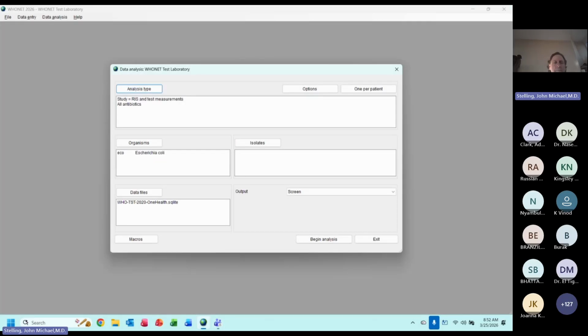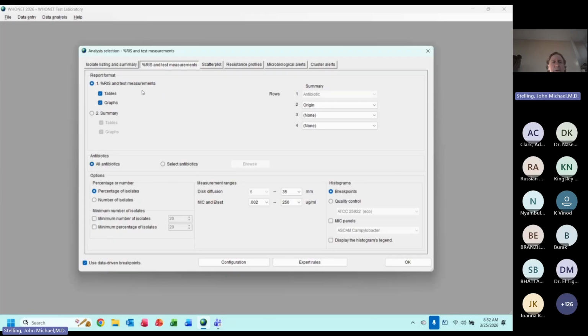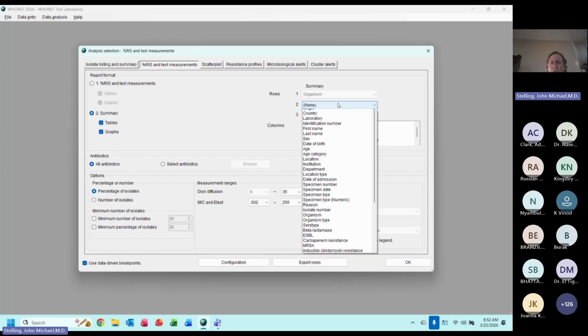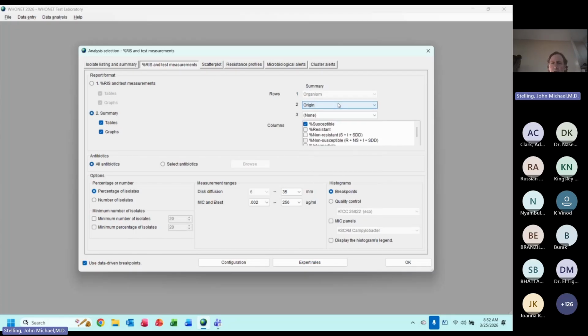That's the detailed report. I'm now going to go to organisms. But no, I'm not. I'm going to go to RAS analysis type. And I'm going to go to the summary. This is what we call the antibiogram report. I'm going to click on OK. Oh, and same thing. I would like to do the rows as origin. We may or may not change the word origin because the word's confusing. We might change it to sector. We might leave it at origin. I haven't decided. But when I say origin, it means human, animal, food, environmental.